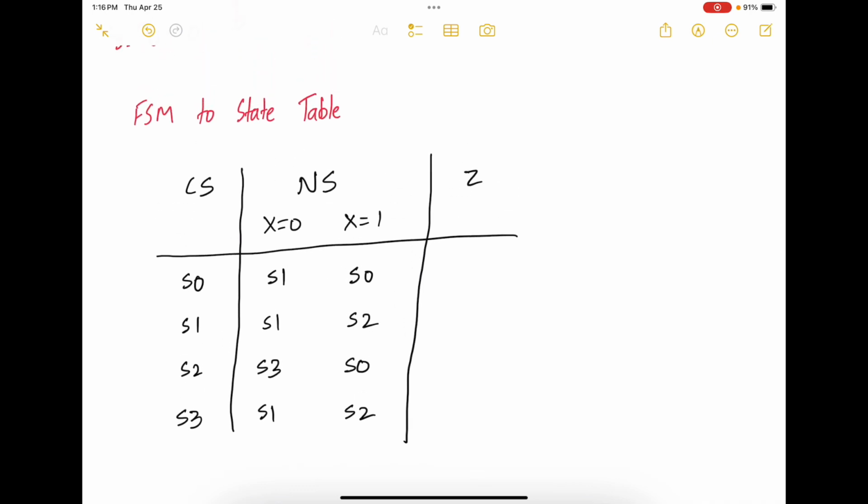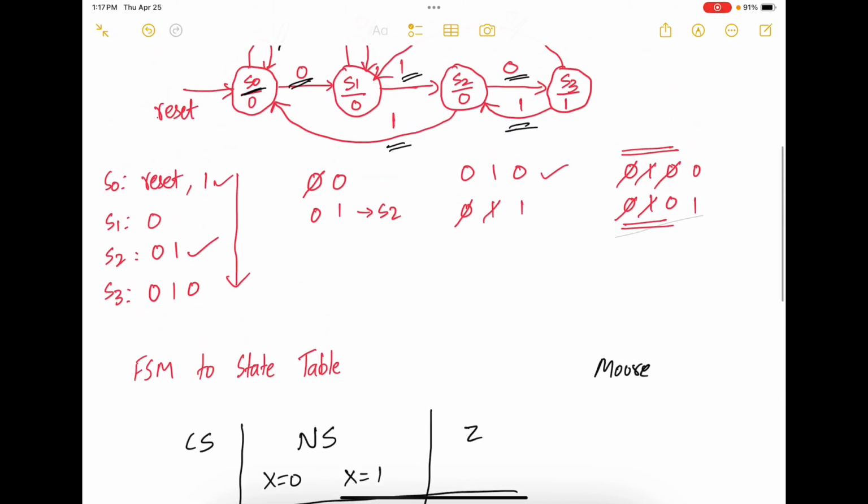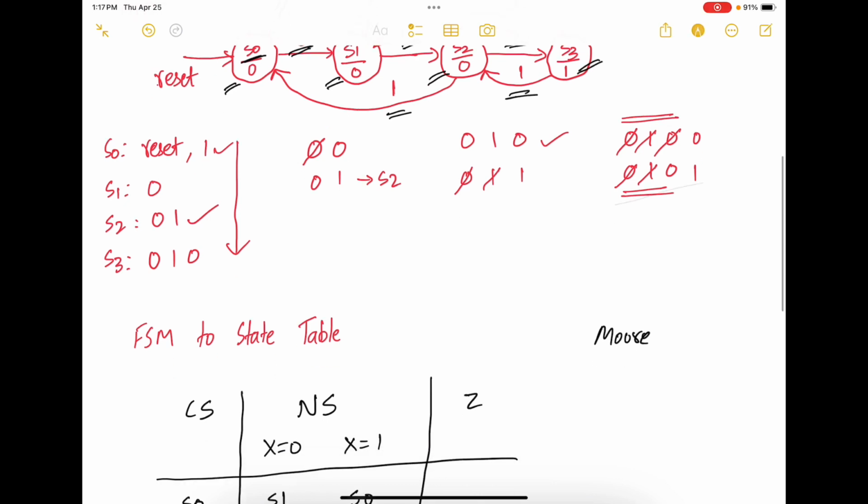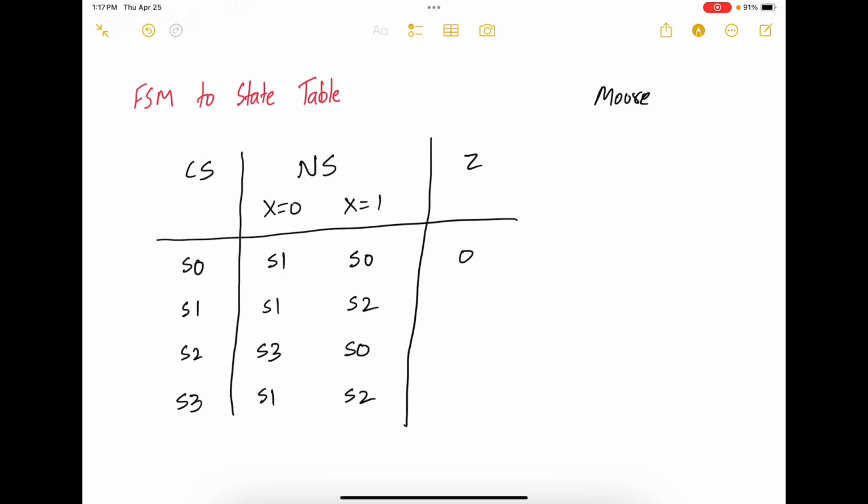Now this is the state table for a Moore machine. If you remember, a Moore machine is a machine where the output is only dependent on the current state. Therefore, Z equals 0 when you're in state S0, Z equals 0 when you're in state S1, Z equals 0 when you're in state S2, and Z equals 1 when you're in state S3. Therefore, 0, 0, 0, 1. So that's the process to convert the FSM to state table.